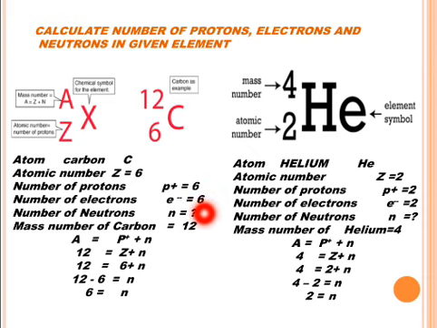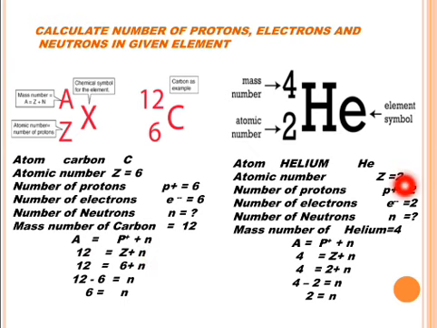Now what is the number of neutrons? How can we calculate the number of neutrons? Students, we are given mass number of carbon as 12 and atomic number of carbon as 6. So by using this formula, A is equal to number of protons plus number of neutrons, we can calculate the number of neutrons by subtracting the number of protons, that is 6, from mass number, that is 12, and we get 6 as number of neutrons in carbon.